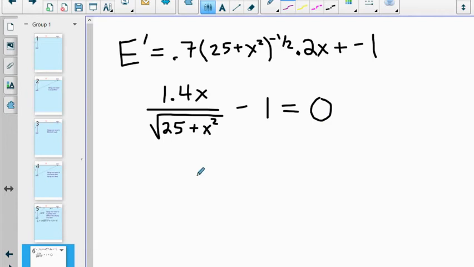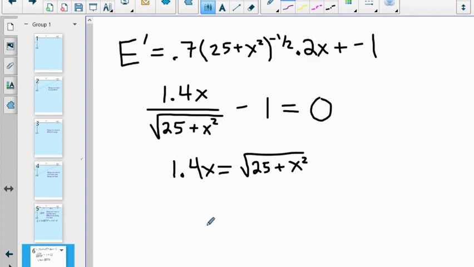A couple ways of thinking of this algebraically: this fraction needs to be equal to 1 because then 1 minus 1 equals 0, or you could add 1 to both sides and then multiply both sides by the denominator. Either way, I'm going to end up with 1.4x equals the square root of 25 plus x squared. When I was working on this problem earlier, I thought I'd have to resort to graphing on my calculator to find the solution. But it actually turned out that I could do this one algebraically. So I'll show you how I did it. This one actually works out not all that bad.